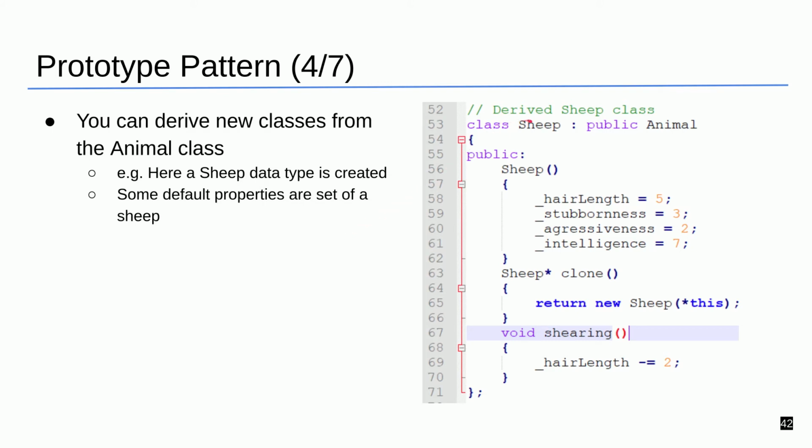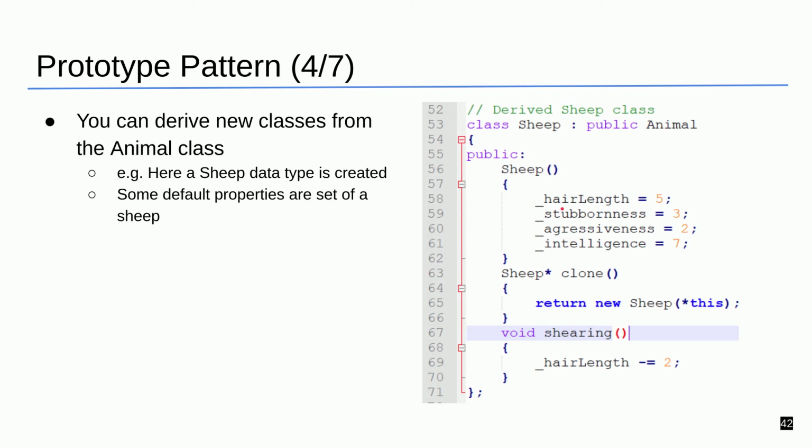Okay, so let's create an animal. I choose a sheep here. And for the sheep, of course, we're deriving from the animal class. And so we have our sheep, and then we have sort of the constructor here, okay, for whatever it means to be a sheep. And we set its properties just directly within the sheep constructor, its hair length, stubbornness, aggressiveness, intelligence, and so on. Okay, and then when we want to make a clone of our sheep, we can return a new sheep, and it's going to be instantiated with this object that's been created.